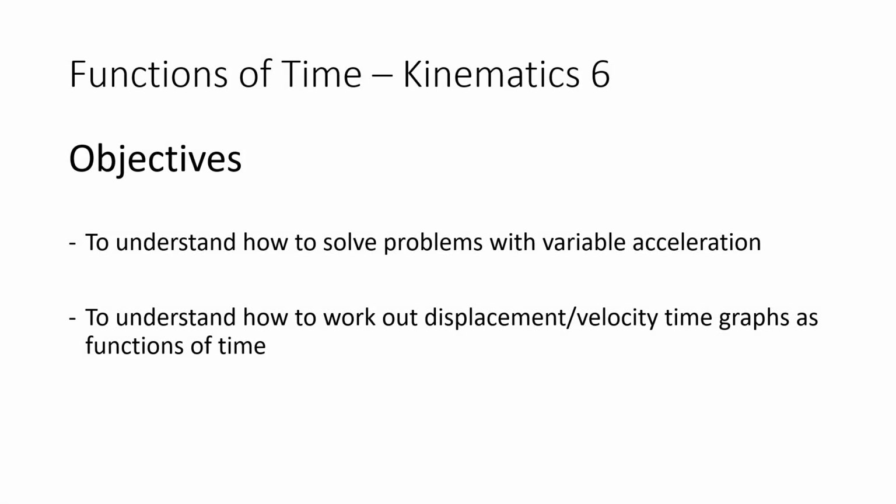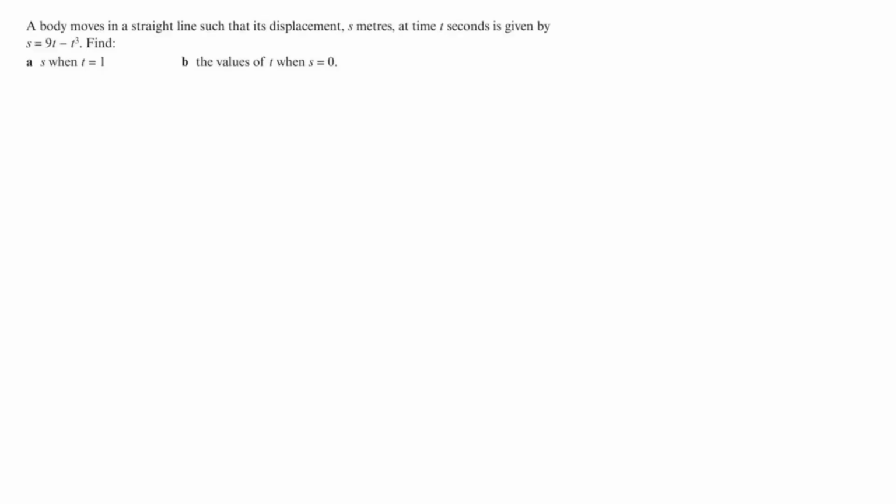Okay, we've spoken about suvats, but suvats only work with constant acceleration. If it's variable, it's a bit different. Let me explain. Whenever we have changing velocities, changing displacements, and changing accelerations, we have it as a function of time. For this example, s equals 9t minus t cubed.